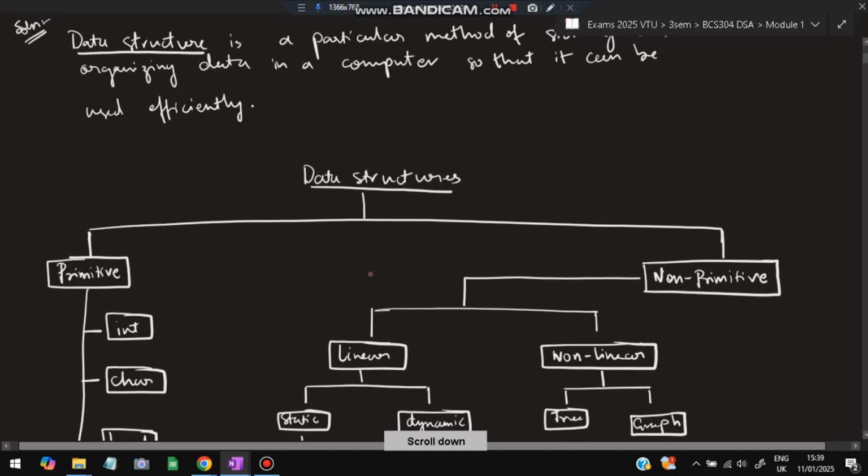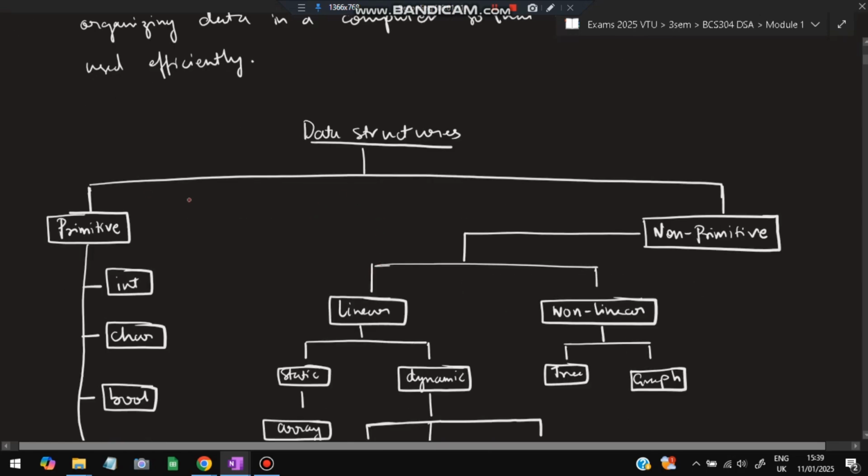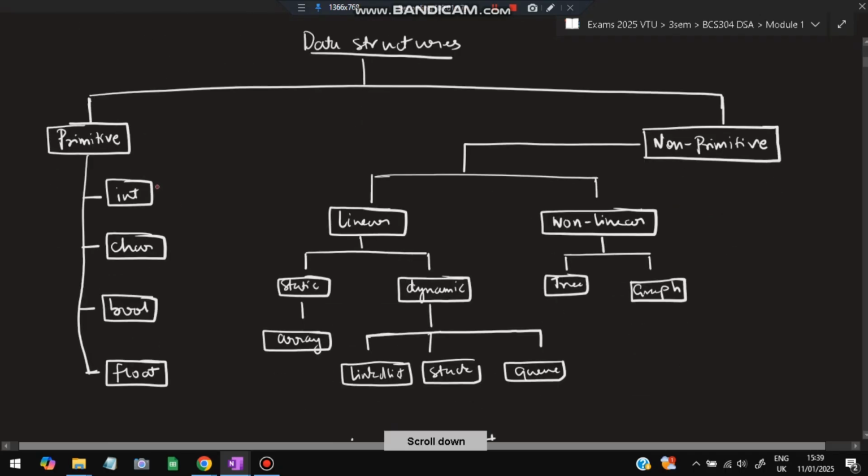Now the classification is of two types. There are two classifications in data structure. First is primitive and second is non-primitive. Primitive means the basic data types like int, char, bool, float, etc. These are the primitive data types, which are the building blocks, the smallest ones. And in non-primitive type we have the multiples of these, for example more ints make an array and chars make a linked list. So when we join all of these in multiples, we will get different types of data structures.